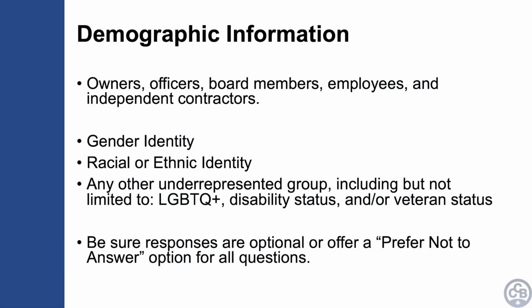In your diversity plan, you should include the demographic information of each known officer, board member, employees, and independent contractor who you have chosen to respond to your inquiry. We recognize that at the time of the application, these roles may not all be filled. So please provide this information based on your current staffing or proposed staffing. You'll want to include the following information, but should make any response optional: gender identity, racial or ethnic identity, any other underrepresented group, including but not limited to LGBTQ+, disability status, and/or veteran status.